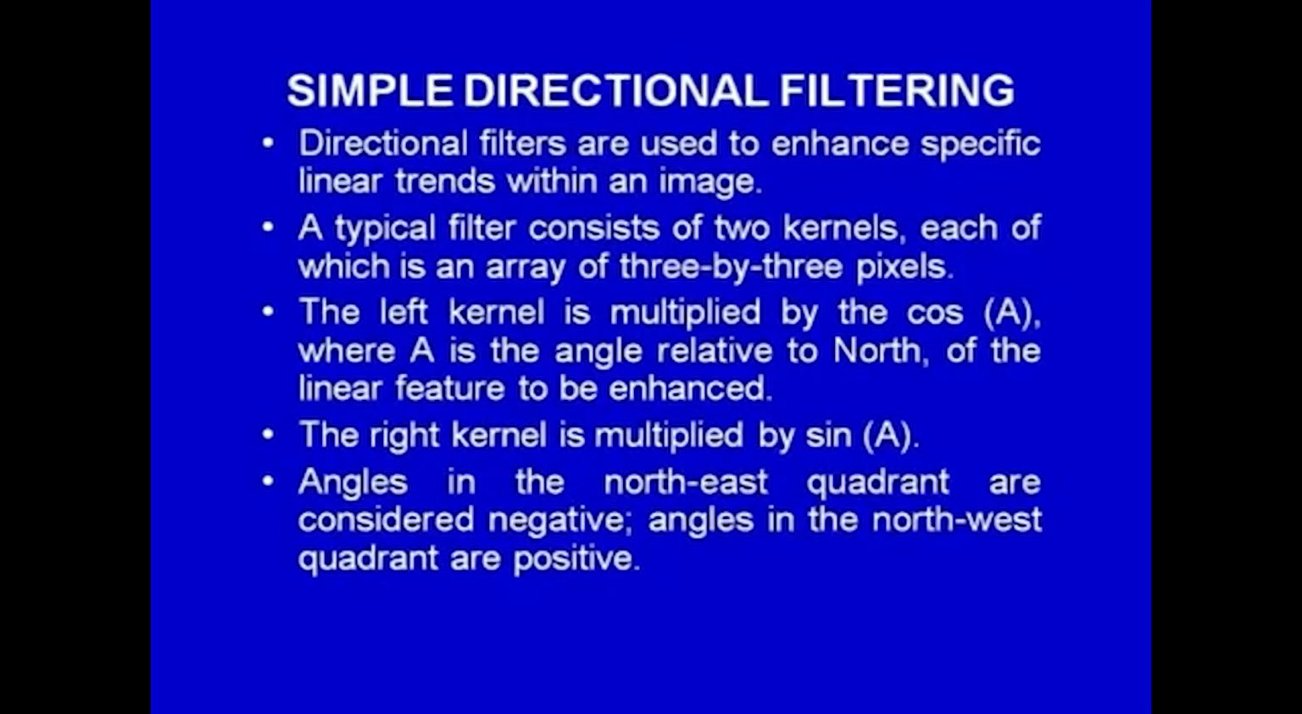Next, we come to simple directional filtering. Direction filters are used to enhance specific linear trends within an image. A typical filter consists of two kernels, each of which is an array of 3 by 3 pixels. The left kernel is multiplied by cos A, where A is the angle relative to the north of the linear feature to be enhanced. The right kernel is multiplied by sin A. The angles in the northeast quadrants are considered negative, while angles in the northwest quadrants are considered to be positive.